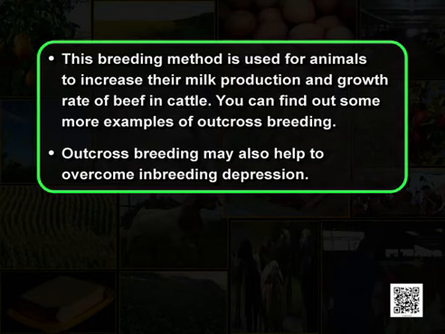You can find out some more examples of outcross breeding. Outcross breeding may also help to overcome inbreeding depression. Second type of outbreeding is crossbreeding.